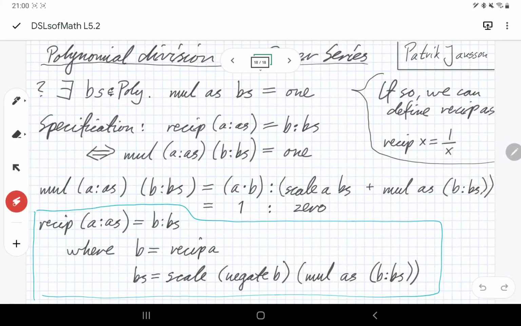Now you may get a slightly unstable feeling, because you notice the b and the bs are defined here. So we have a recursive definition of bs. Bs is some scaling of a multiplication of bs. So it's not obvious from this definition, just looking at it quickly, if this will actually terminate. What happens if you try to compute the first value? But notice that the good thing is that the result of recip starts with b, and b is directly computed from only the first component here.